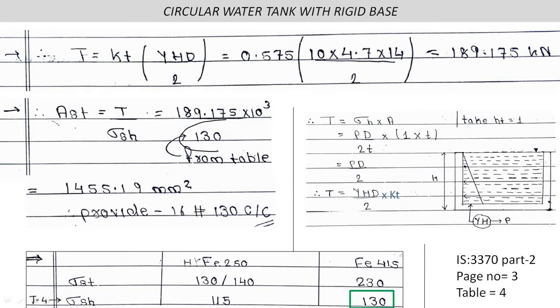So we have used the value of sigma SH as 130, and we have converted the tension from kilonewton to newton by multiplying by 10^3. So we have found the area of steel in tension as 1455.19 mm square, and we have provided 16 dia 130 center to center.